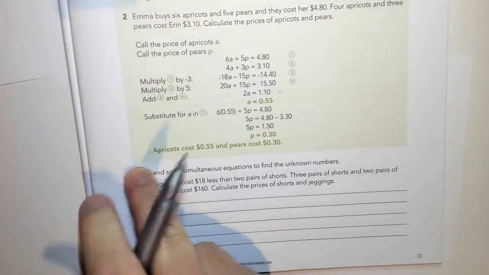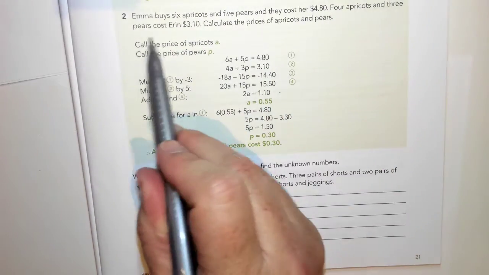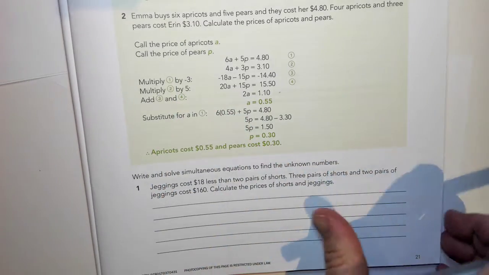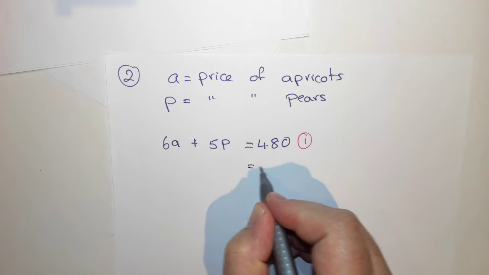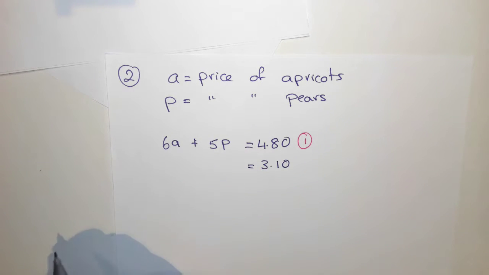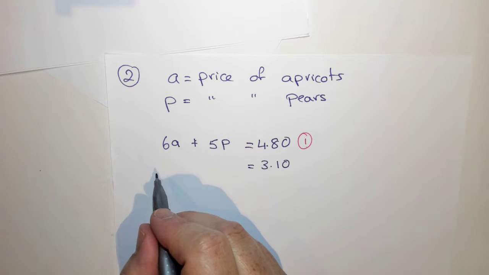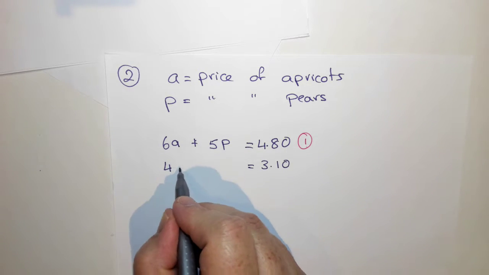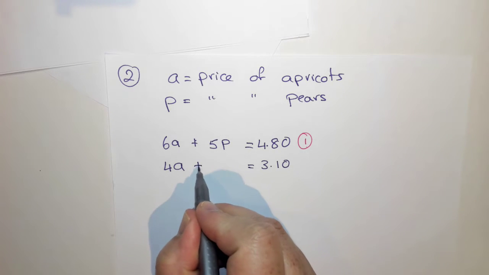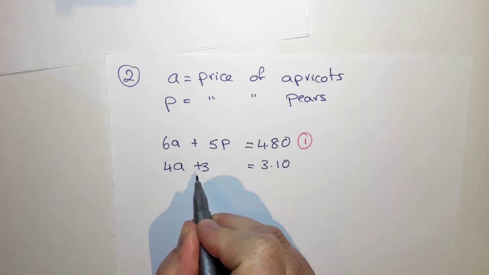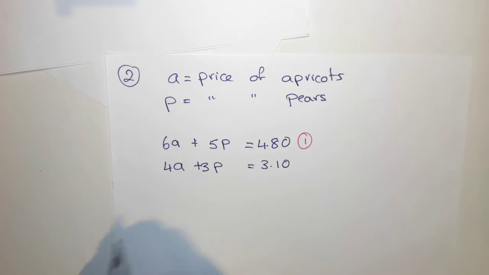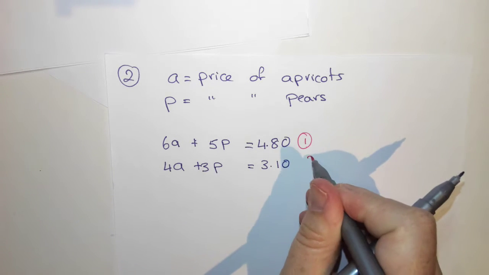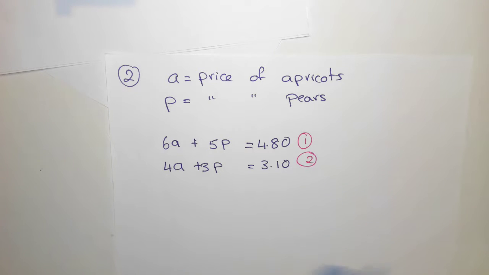Do the same thing for the next one now. So the next one says 4 apricots and 3 pears cost Erin $3.10. So in total it's costing $3.10. So the cost of all these apricots and pears together is $3.10. And it talked about when she bought 4 apricots, so 4 apricots times the price of those apricots plus 3 pears times the cost of each pear. And that's going to give us equation 2.